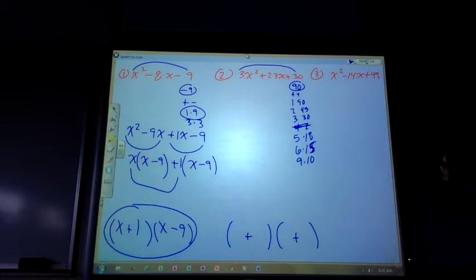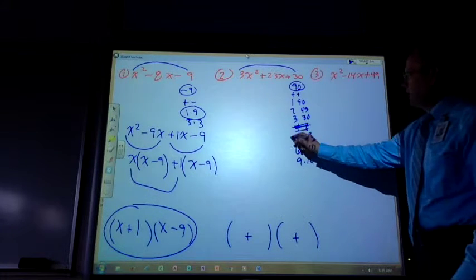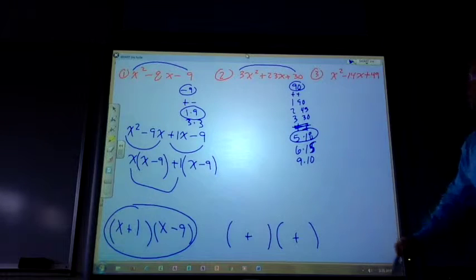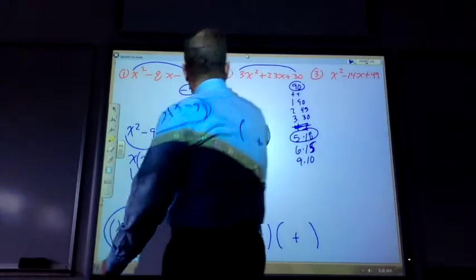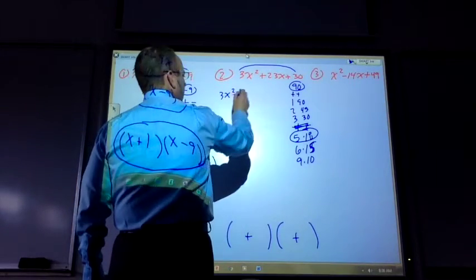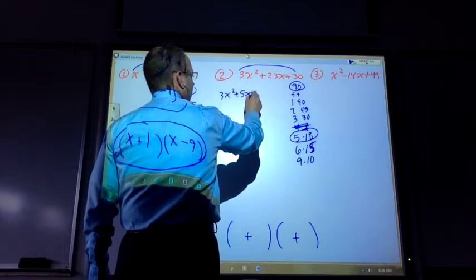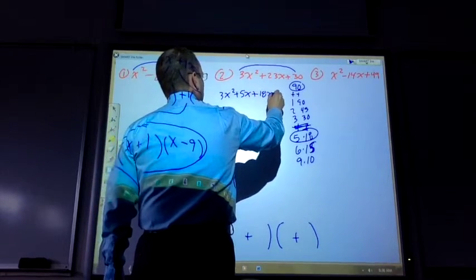Which of those, both being positive, add together to give me 23? 5 and 18. Everyone see that? Someone asked, is it 3 and 20? Well, the 3 went with 30, and the 20 didn't even work. So, no, 3 and 20 didn't work. All right, so 5 and 18 are going to work, so I'm going to go 3x squared plus 5x plus 18x plus 30.